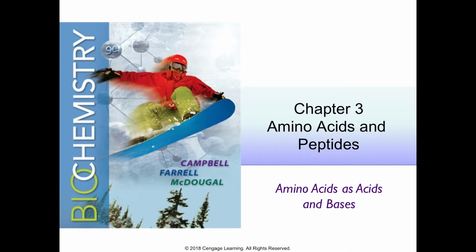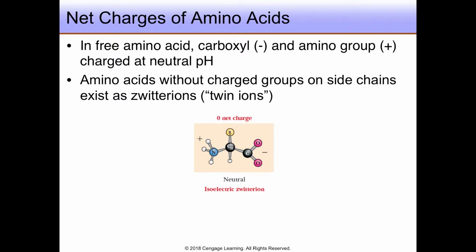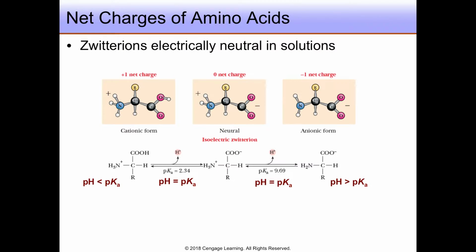Having briefly reviewed the structures and properties of the 20 common amino acids, let's bring forward our understanding of acids and bases, of pH and pKa, and apply it to this class of biomolecules. In a previous lesson, we saw that in a free amino acid, the alpha amine and carboxyl groups are oppositely charged at neutral pH. For this reason, amino acids that lack a charged side chain exist at pH 7 as Zwitter ions, that is, as twin ions carrying equal and opposite charges.